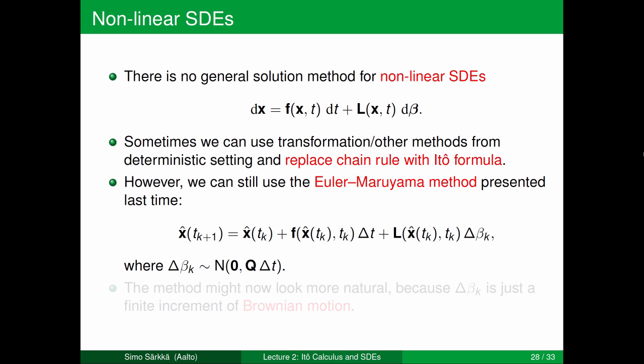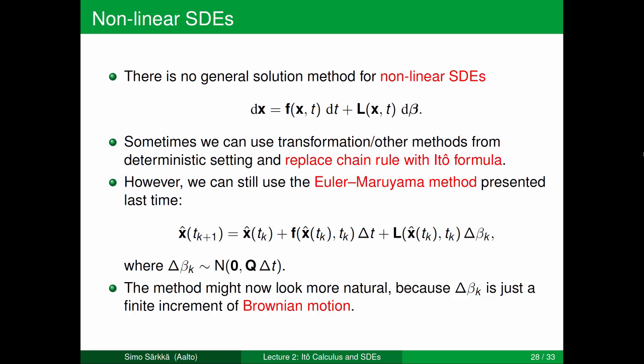However, we still can use the Euler-Maruyama method presented last time. If you take another look at it today, we can see that the increment on the right hand side was actually the increment of the Brownian motion. So the method now makes much more sense because we know that the increment is just the increment of Brownian motion, which scales with the square root of dt in time.